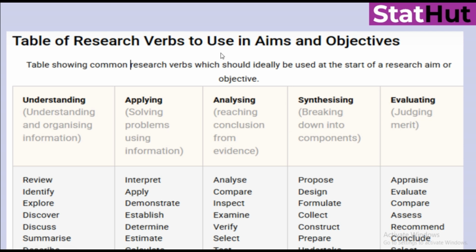the verbs used in research aims and objectives include to review, right? That is to review, identify, explore, discover, discuss, summarize. This is just to help understanding, right? Understanding, organizing the information. Then we also have applying, right? Solving problems using information. So we can have research objectives that say to interpret, to apply, to demonstrate, to establish.